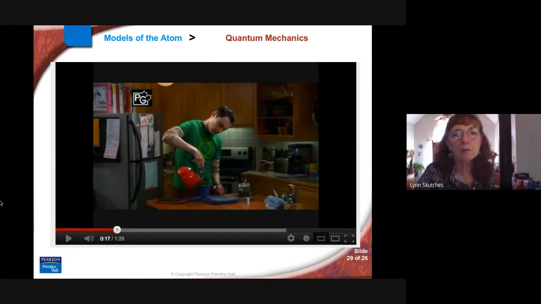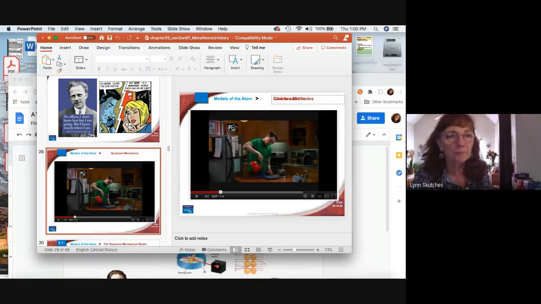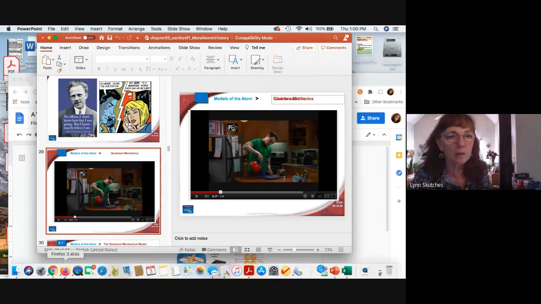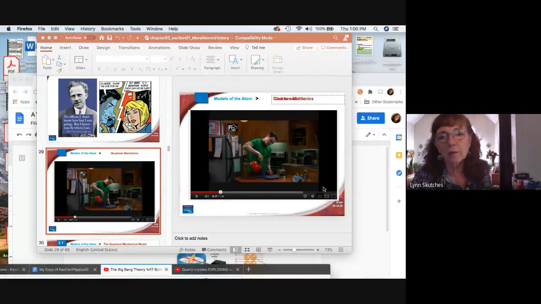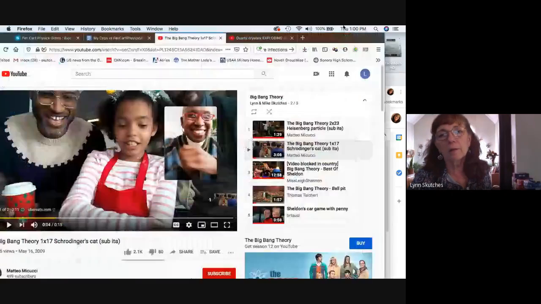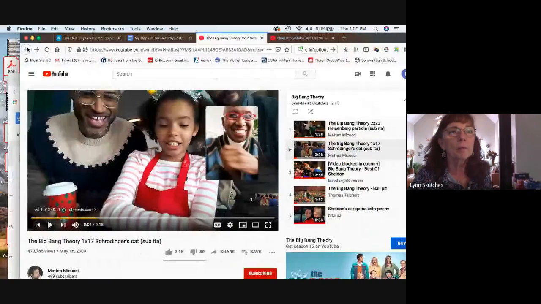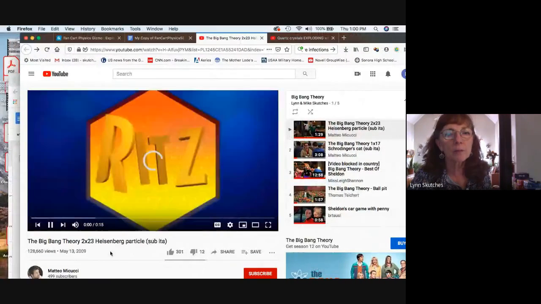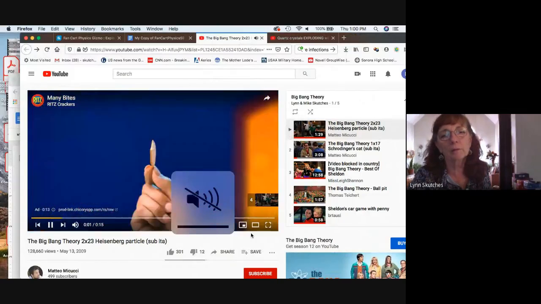Speaking of silly physics, here's Sheldon to share his take on Heisenberg. I just enjoy Big Bang Theory. I'm sure you guys know that by now.